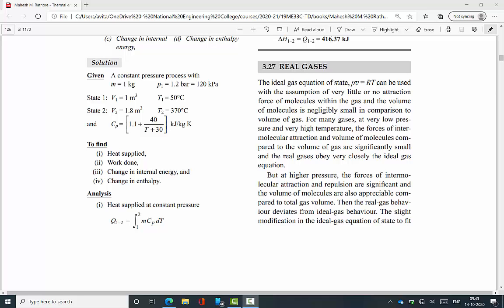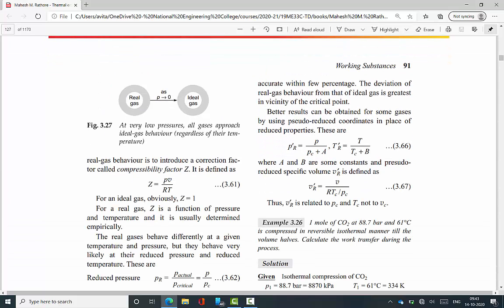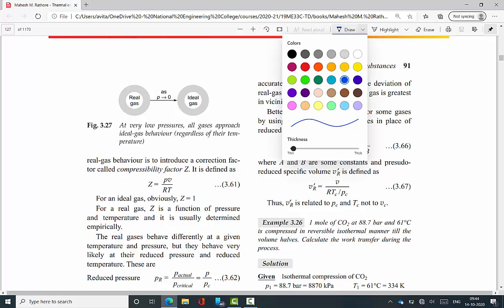A slight modification in the ideal gas equation of state to fit real gas behavior is to introduce a correction factor called the compressibility factor. It is defined as Z equal to PV by RT. These are the notes from the book. Let me explain.